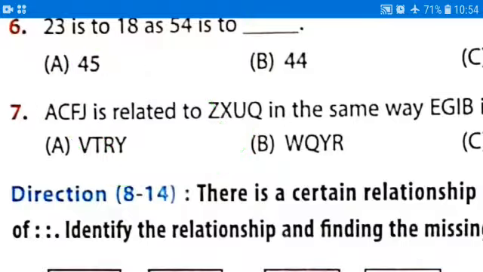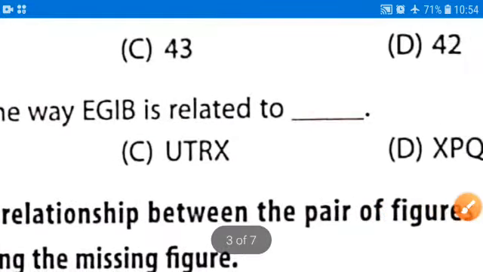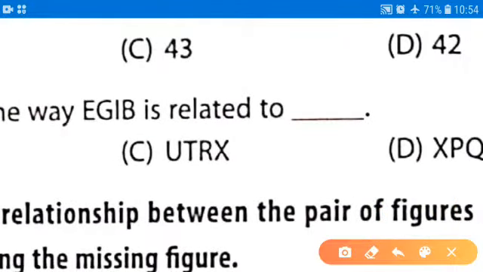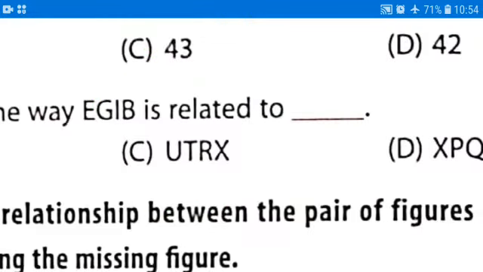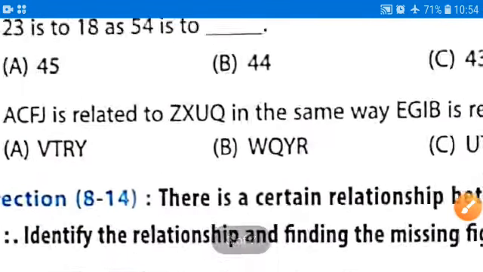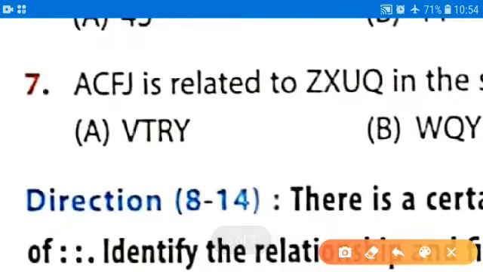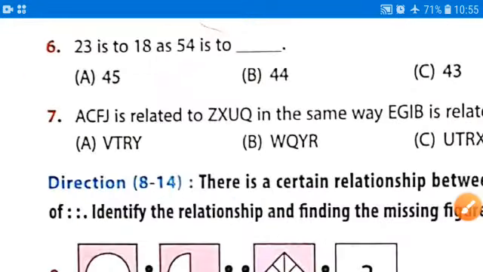Q. In the same manner, we have to find the opposite of this, EGIB. So opposite of E will be V, opposite of G will be T, and opposite of I will be R, opposite of B will be Y. So VTRY is our correct answer, and the option is option number A. Okay, now moving further.